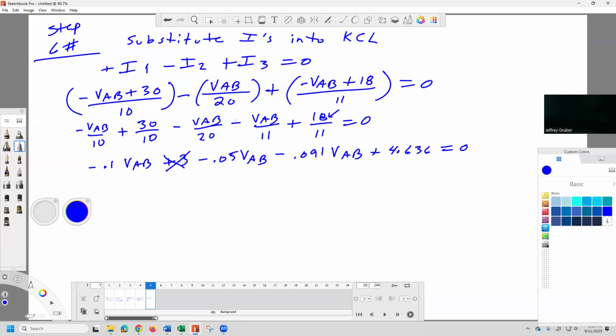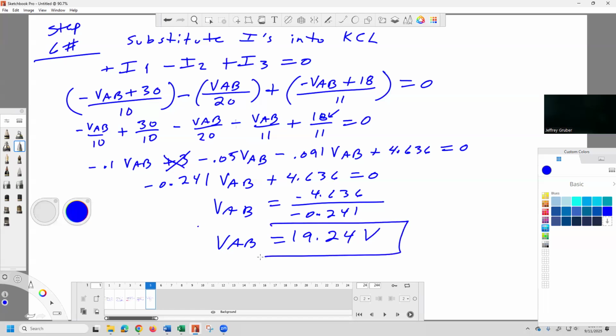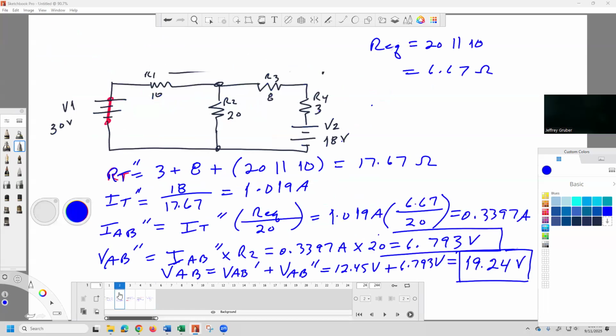Okay, so if you combine all your VABs, you get minus 0.241 VAB plus 4.636 equals 0. VAB equals minus 4.636 divided by minus 0.241. VAB equals 19.24 volts. So we got the same answer.